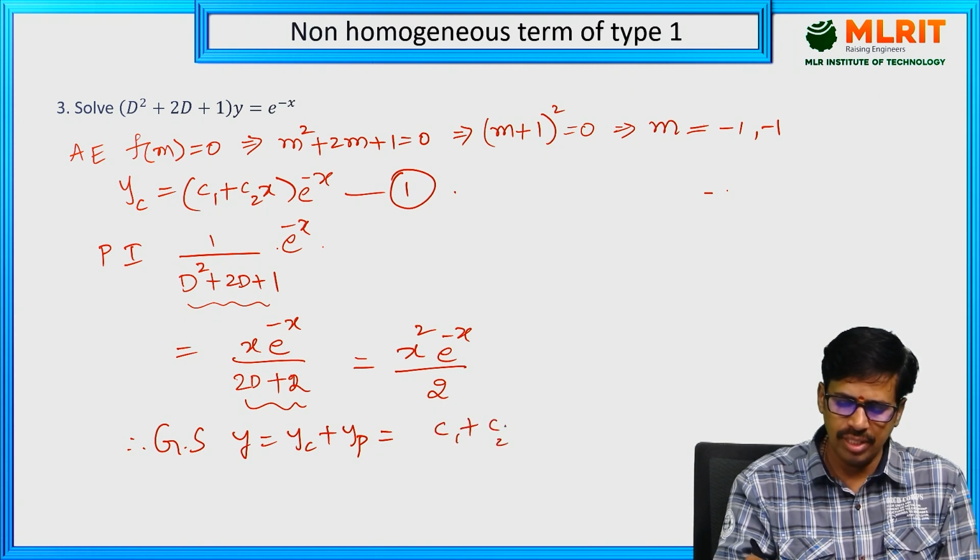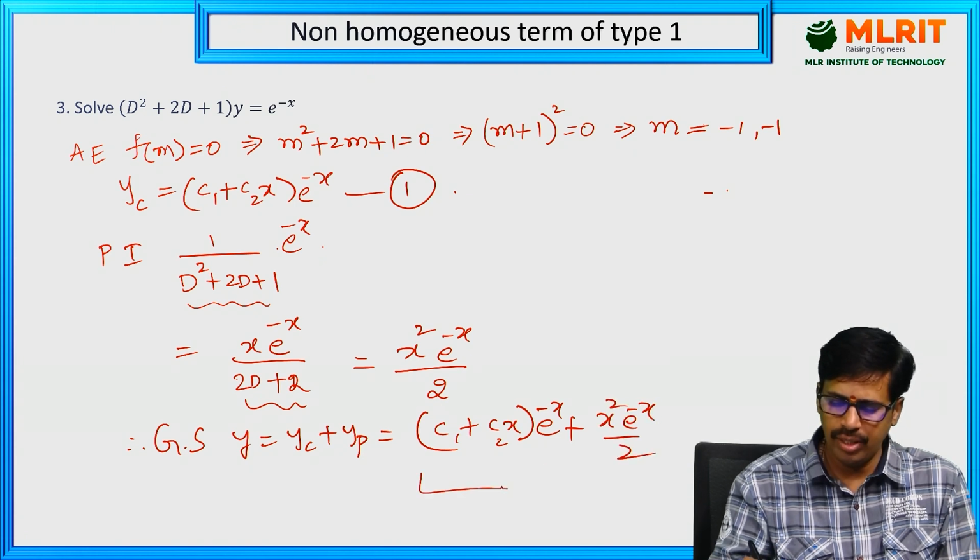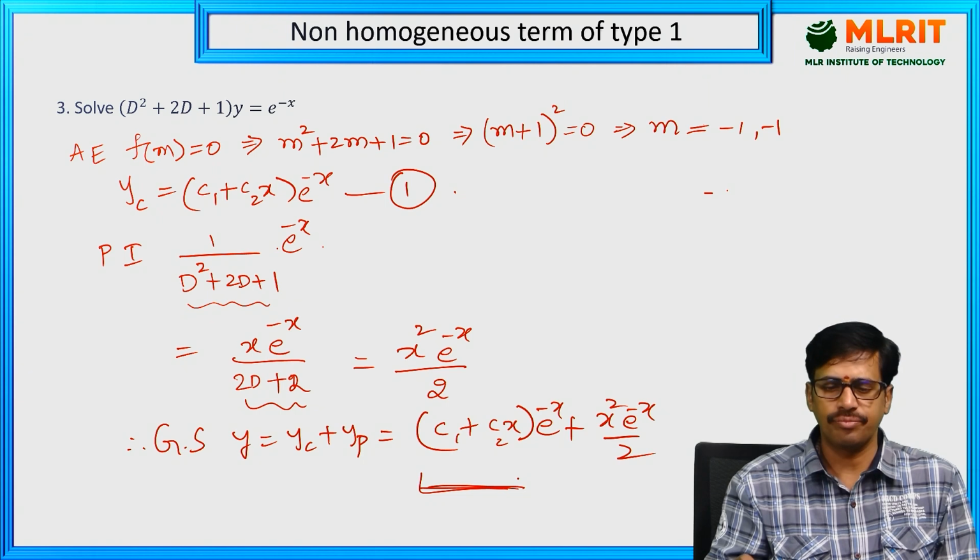Yc means c1 plus c2x e power minus x plus x square e power minus x by 2. This is the general solution.